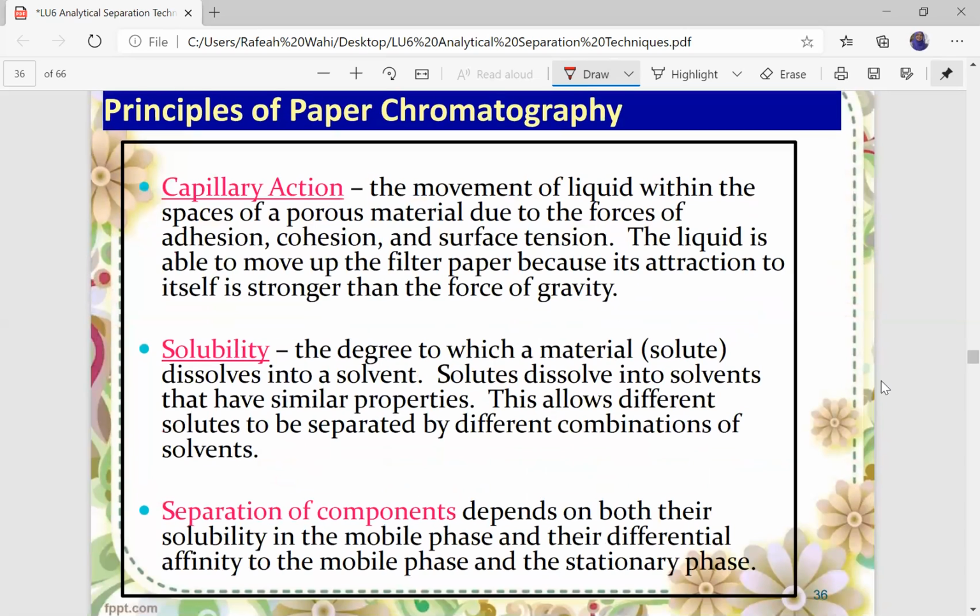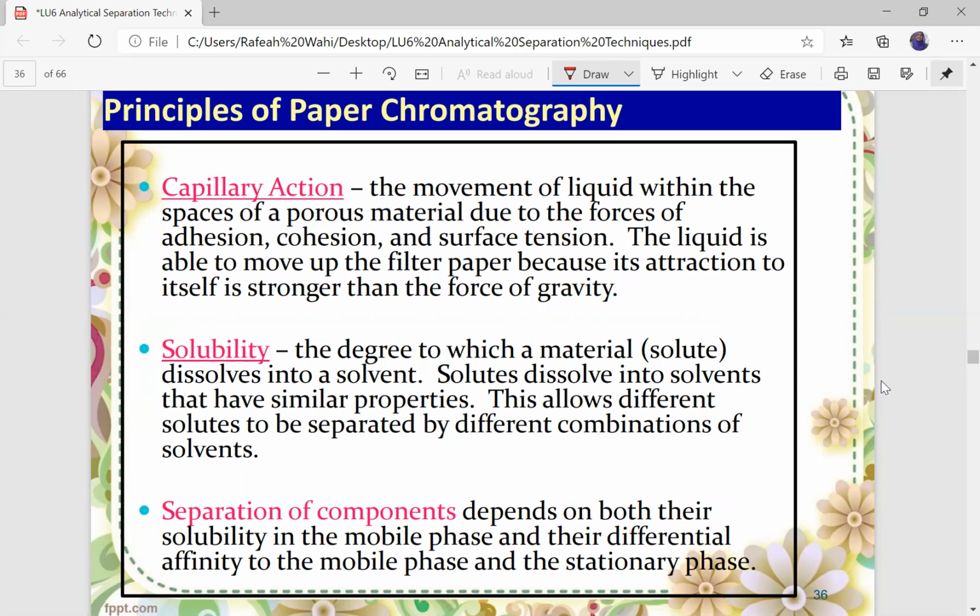So these are the principles for paper chromatography. First, capillary action. Capillary action refers to the movement of liquid within the spaces of a porous material due to the forces of adhesion, cohesion, and surface tension. The liquid is able to move up the filter paper because its attraction to itself is stronger than the force of gravity.